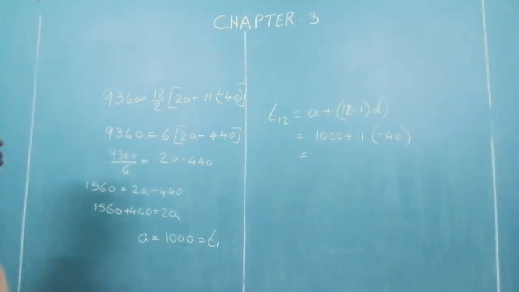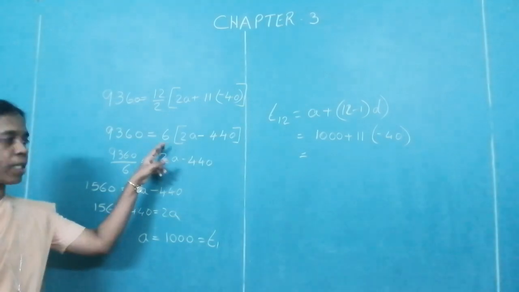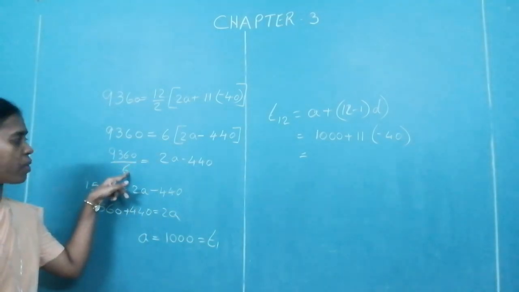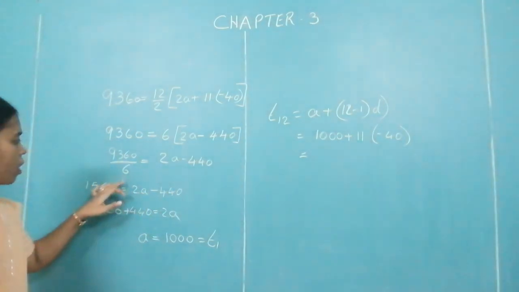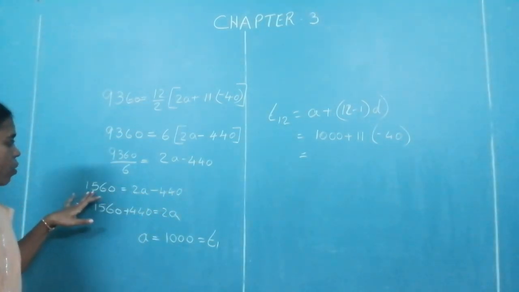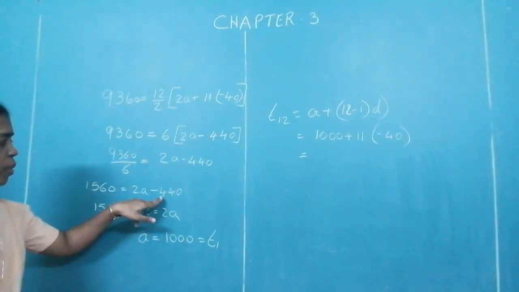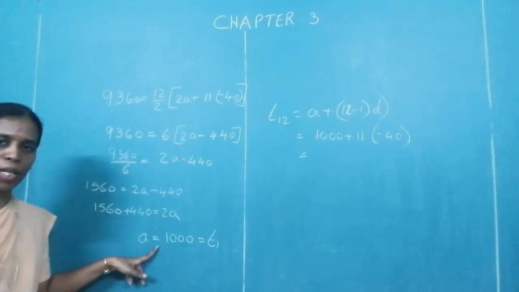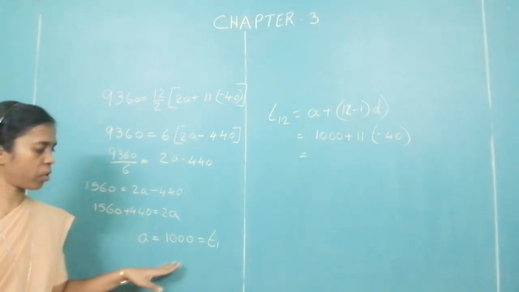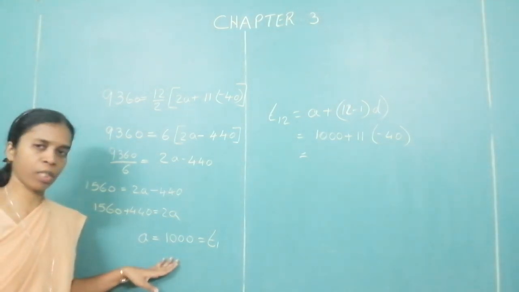I got the answer. Bring the 6 this side, so it will become division, equal to 2a minus 440. When you cancel, you will get 1560 is equal to 2a minus 440. When you solve it, you get the value of a. A is equal to 1000. So that is the first installment, 1000.